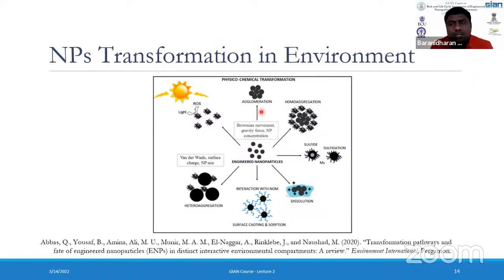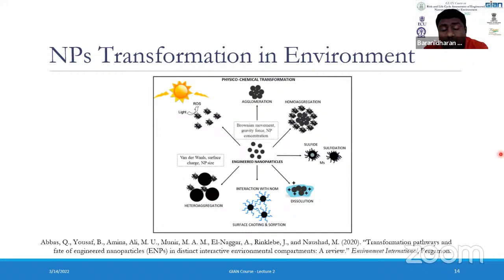So as I have already mentioned, it is mainly with respect to the properties of the medium in which the nanoparticles are suspended, be it water or wastewater. When it comes to water, the ionic strength, pH, naturally occurring organic matter, and humic substances play a vital role in getting the particles agglomerated. So again, homo and heteroaggregation, with particles of the same nature as well as particles of different natures.